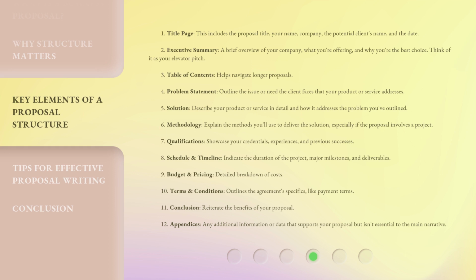10. Terms and conditions. Outlines the agreement specifics, like payment terms. 11. Conclusion. Reiterate the benefits of your proposal. 12. Appendices. Any additional information or data that supports your proposal but isn't essential to the main narrative.